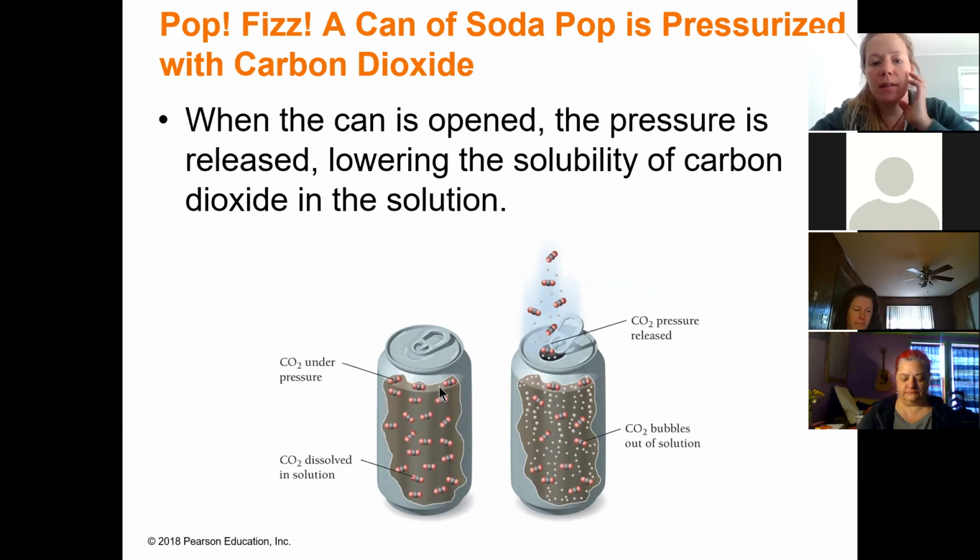So we've got our closed can, CO2 under pressure, lots of CO2 particles. As soon as we release that pressure, we're going to see the bubbles come out of solution.